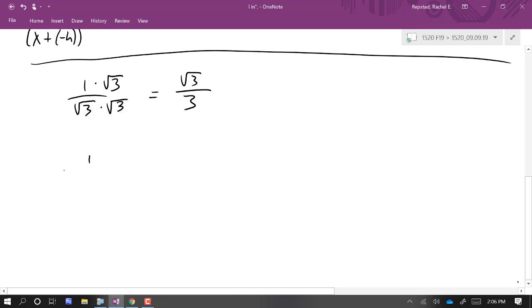So what if I had this? If I had that, multiplying just by root 3 wouldn't work because it would get rid of that radical but not that one. And multiplying by just root 2 wouldn't work because it would get rid of that radical but not that one. And root 6 doesn't work either. It would get rid of neither of those.